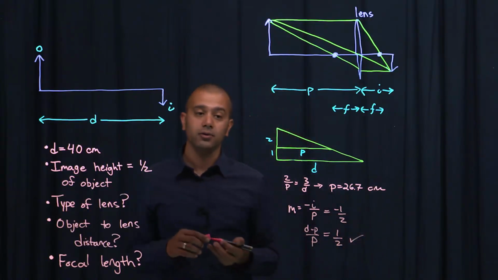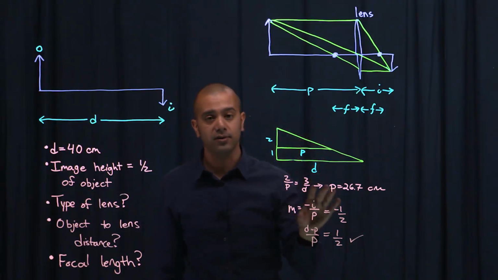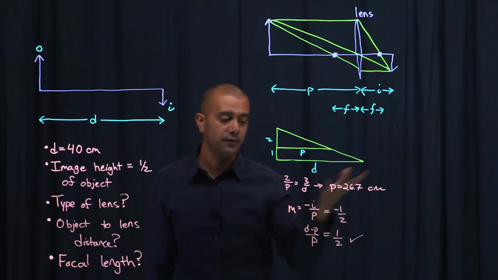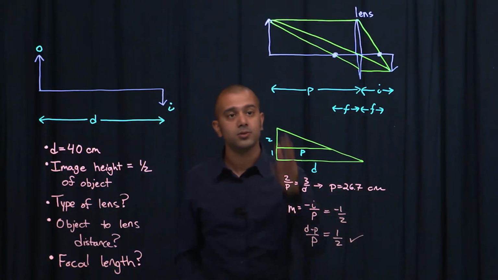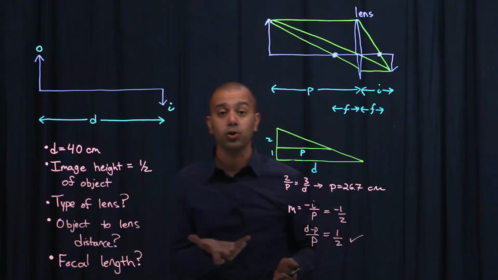Okay, so that'll verify to you that these two ways we've solved this, one more graphically, and one just using the magnification formula in a calculational sense, give us the exact same number. Right? So that's the distance between our object and our lens. Now let's go to the last part of the problem, which says what is the focal length of the lens?